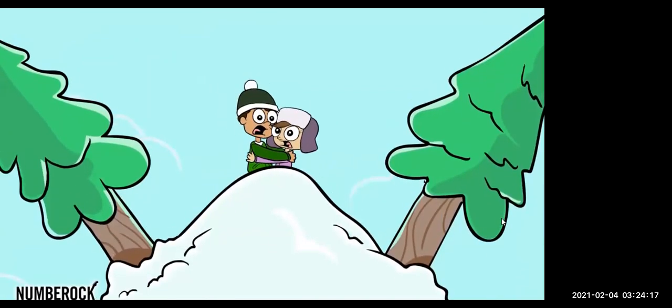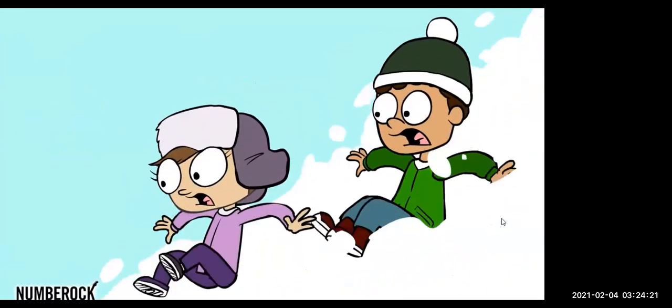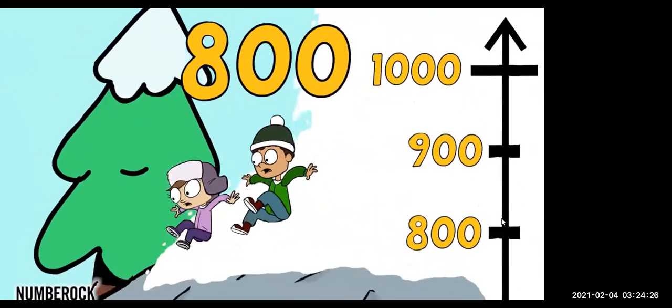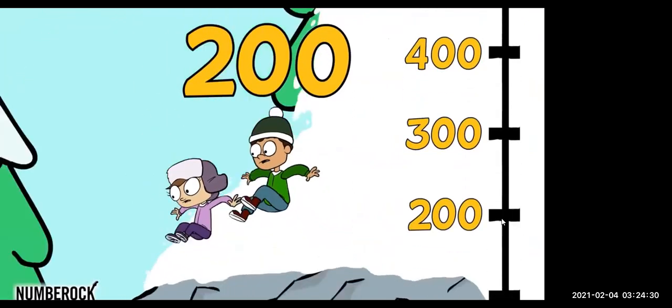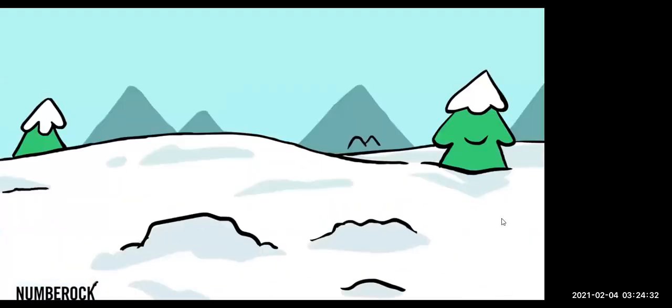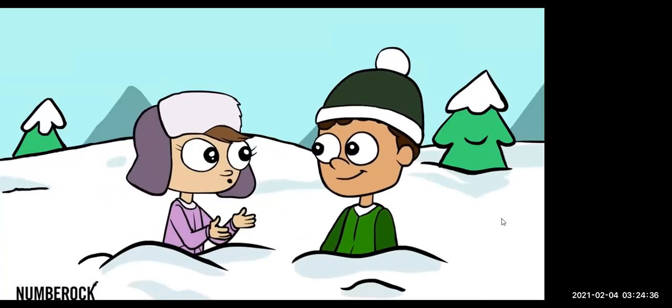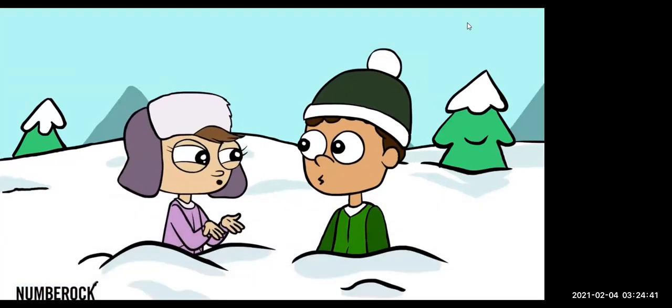We're at the top of a mountain trying to keep ahead of an avalanche as we count groups of 100. 1,900, 800, 700, 600, 500, 400, 300, 200, and then 100. You know, I like counting by 100 with you, but I think I'm through. I've got better things to do.